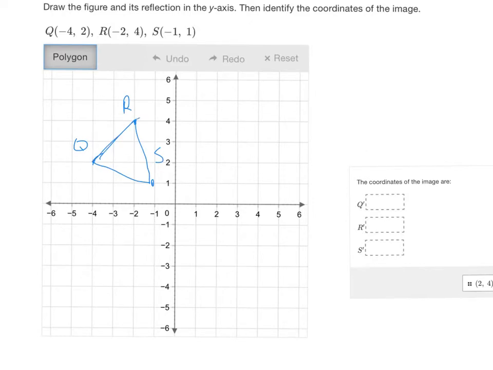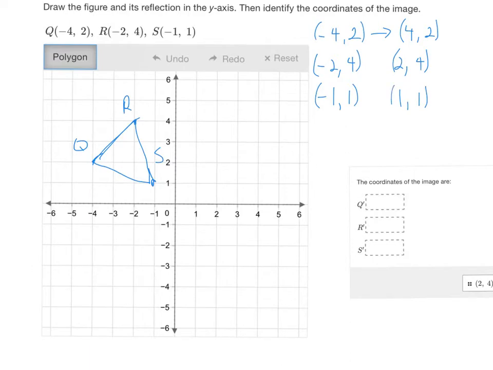And the easiest way to do this is that the locations, the -4, 2, and the -2, 4, and the -1, +1, when we change them, the y stays the same and we take the opposite of the x value. So the opposite of the x value would be +4, 2. The opposite of the x would be +2, 4. And the opposite of the x value would be 1, 1.